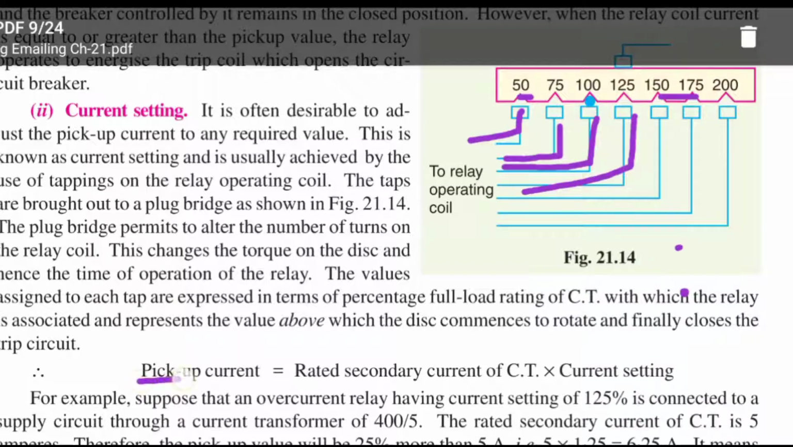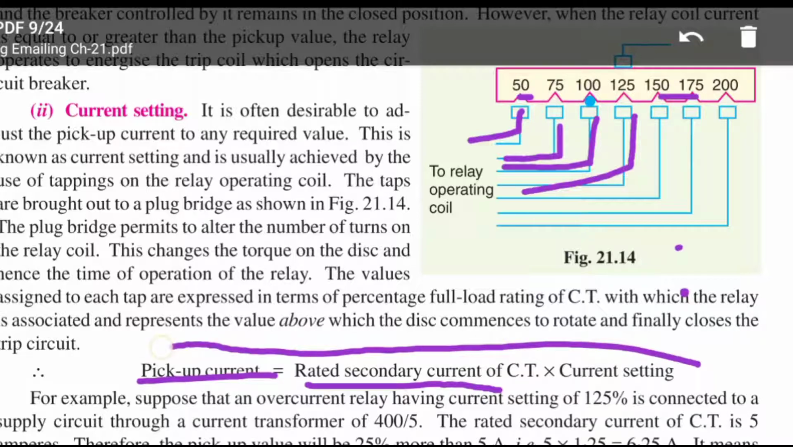There is a definition for that. Pickup current is given by rated secondary current of CT into current setting. This formula is important. Pickup current is the product of rated secondary current of CT into current setting, or we can say that pickup current is calculated from percentage current setting into rated secondary current.